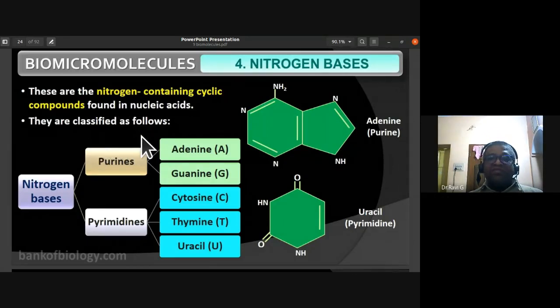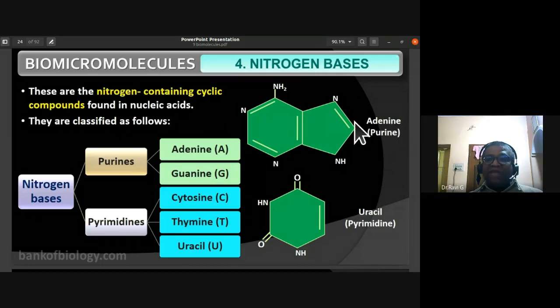So nitrogen bases are the nitrogen containing cyclic compounds found in nucleic acid. They are classified as follows. Nitrogen bases are classified as purines and pyrimidines. So purines consist of adenine, guanine, and pyrimidines consist of cytosine, thymine, and uracil. So purines have two rings they are having, whereas the pyrimidines have only a single ring structure. So that is a few of the points that you can remember.